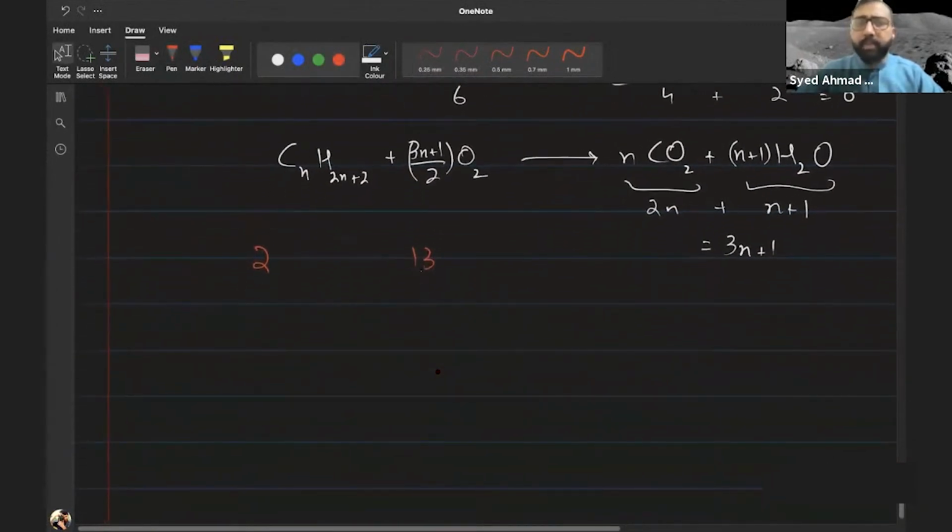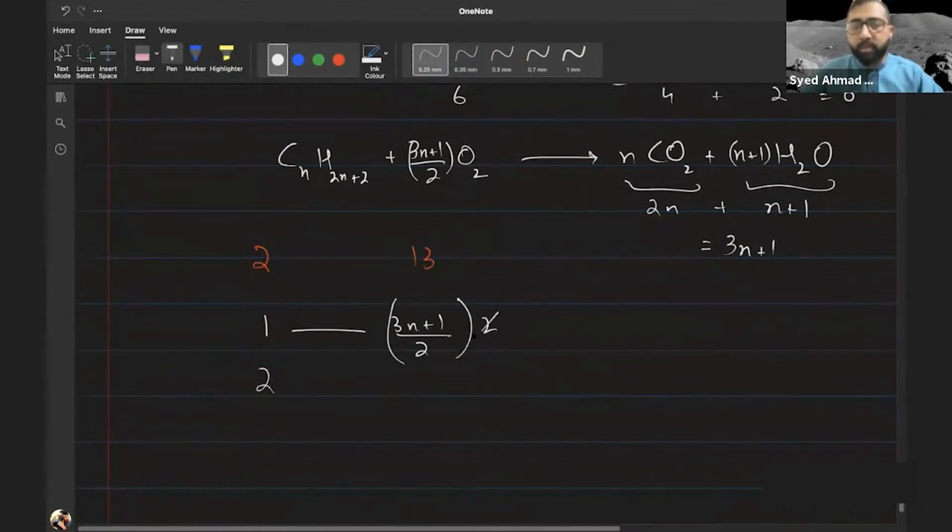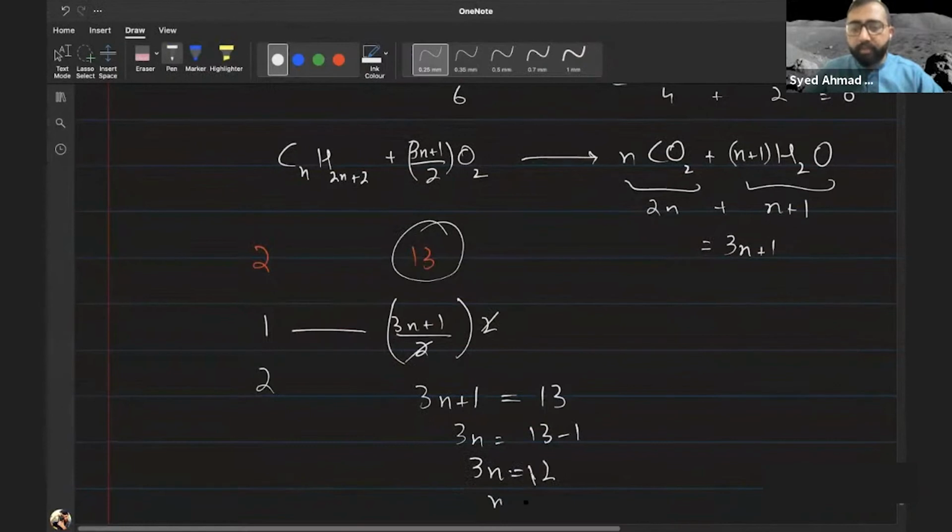अच्छा, तो मैं देख लेता हूँ. मुझे पता है कि एक को 3n plus 1 over 2 चाहिए, तो 2 को इसका डबल चाहिए होंगे, तो इसको मल्टीप्लाई बाय 2 कर देंगे, वो आ गया 3n plus 1, एंड दैट शुड इक्वल 13, क्योंकि उसने मुझे बताया हुआ है कि कितने 13. So if I do that, I have 3n is equal to 13 minus 1, which is 3n is equal to 12. 12 divided by 3 is 4. 4 कार्बन वाला एल्कीन is my answer.